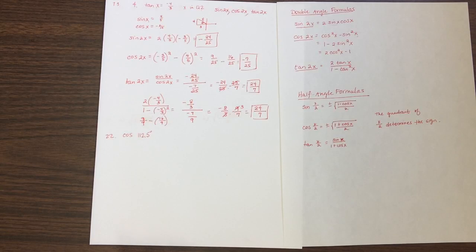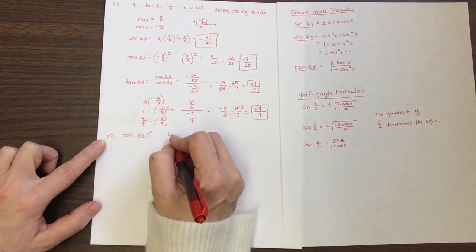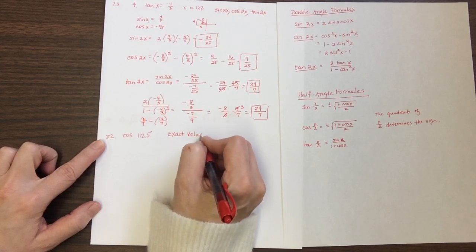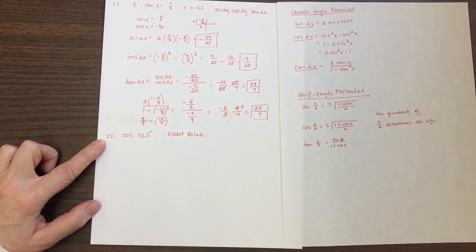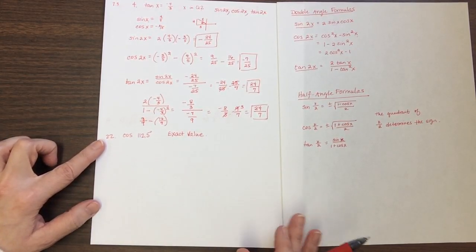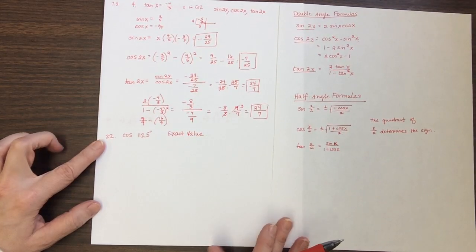Alright, let's keep going. Number 22 asks for the exact value. So this isn't one that you can just plug in your calculator and give me what the decimals are. A decimal approximation is not an exact value. So if I'm looking at this, I certainly could look at my formulas and think, alright, what do I need to know here?